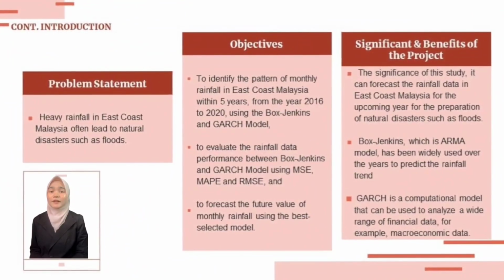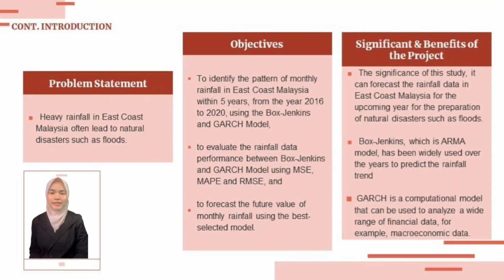Problem statement. Heavy rainfall in East Coast Malaysia often leads to natural disasters such as flood. First objective, to identify the pattern of monthly rainfall in East Coast Malaysia. Second, to evaluate the rainfall data performance between Box-Jenkins and GARCH model. Third, to forecast the future value of monthly rainfall.